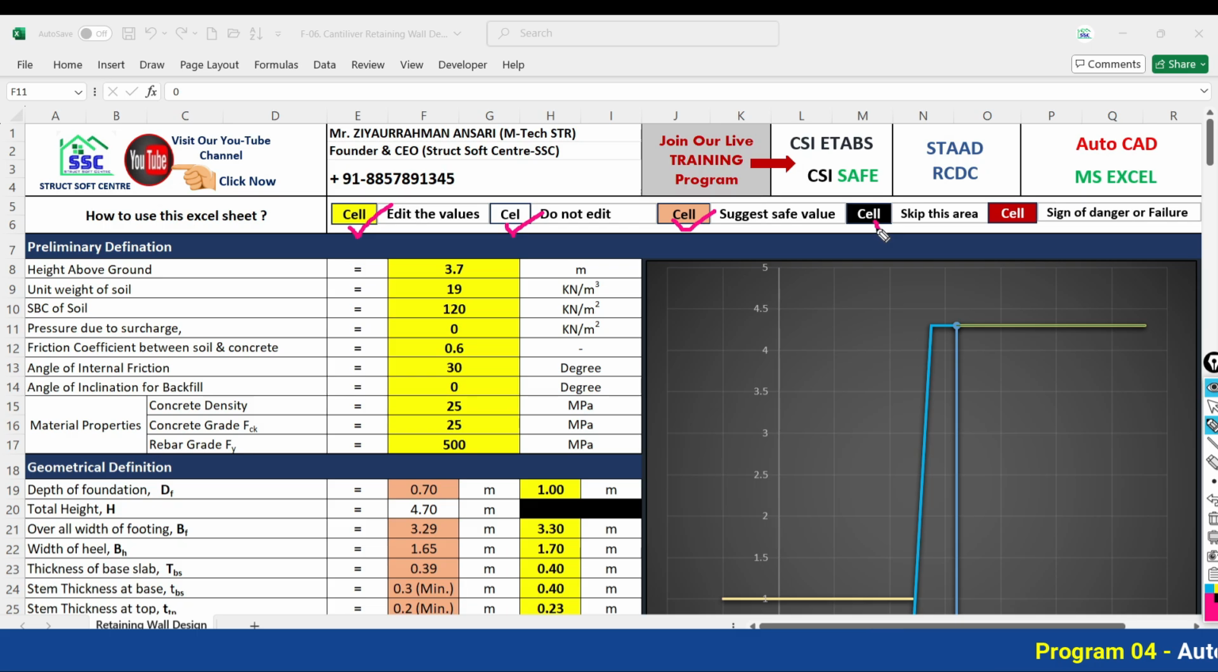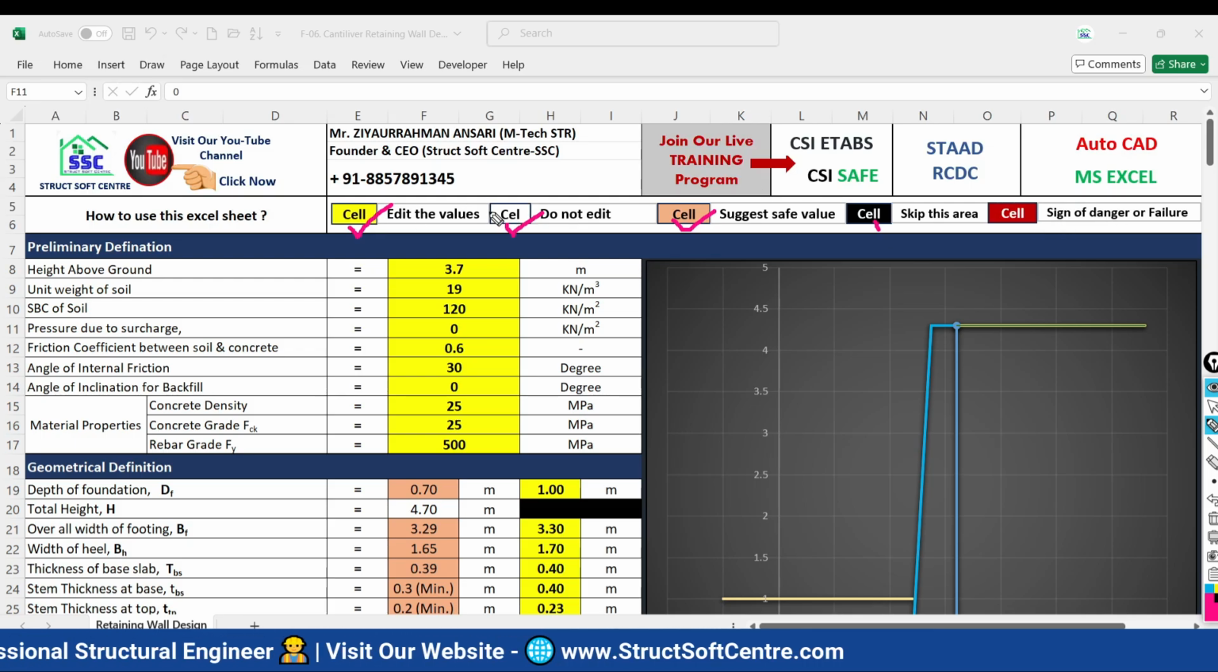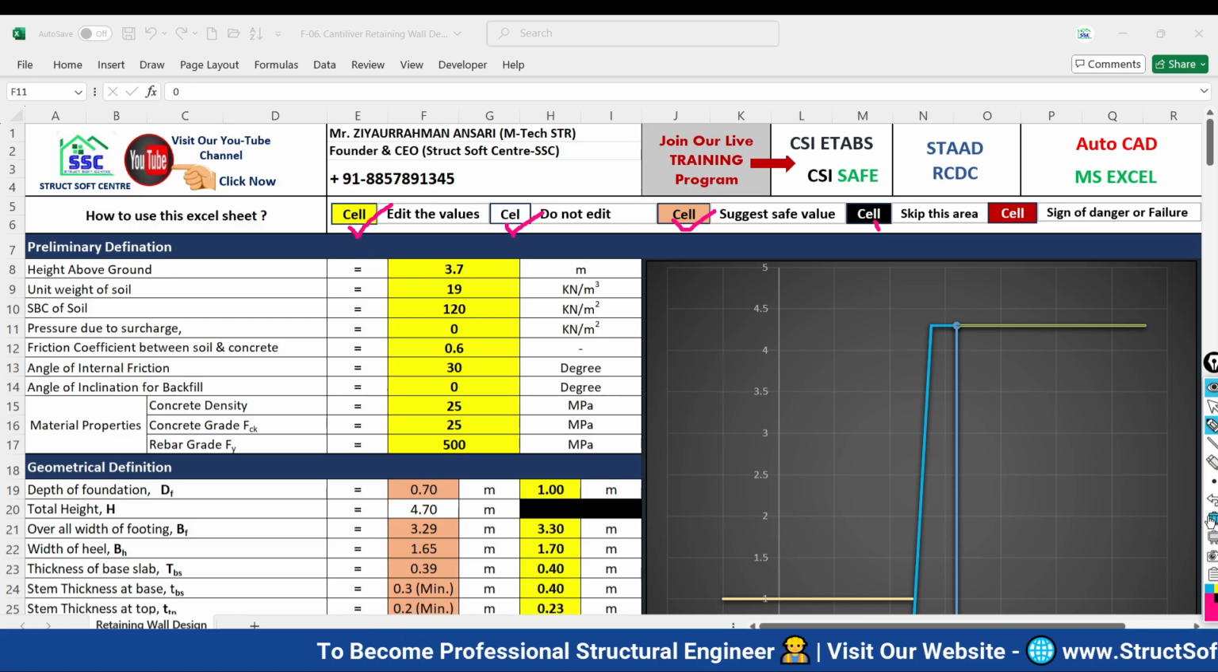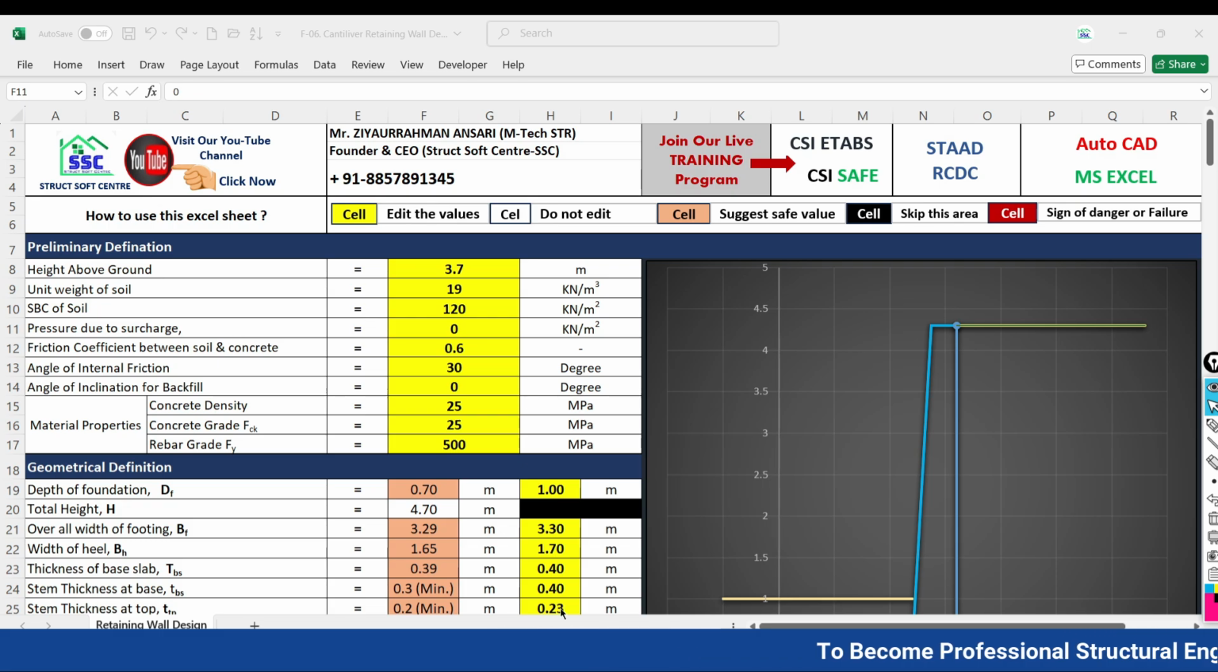Wherever you are getting the black cells, you have to skip those cells or that area, and wherever you are getting the red cell, that will be the sign of danger or failure. So by the color coding, you have to understand. You have to edit the values only in yellow cells. So firstly, we would like to look once again at the problem statement.